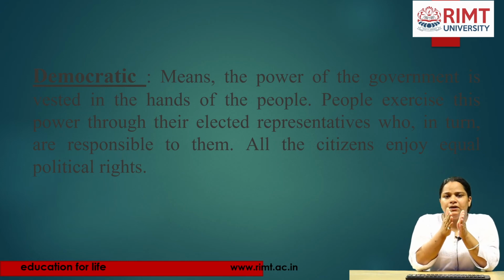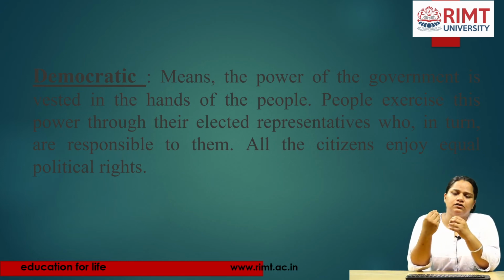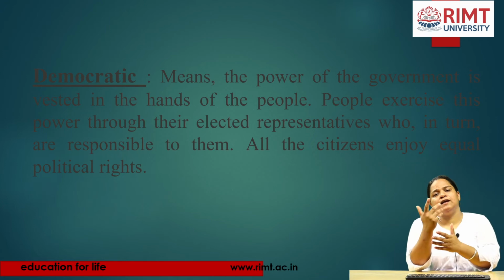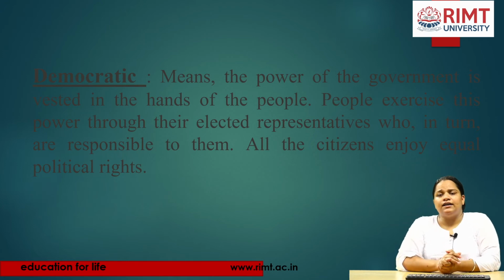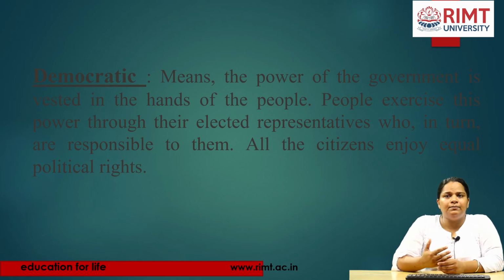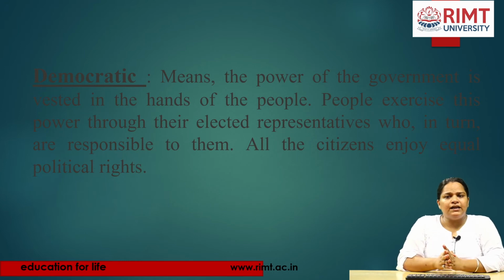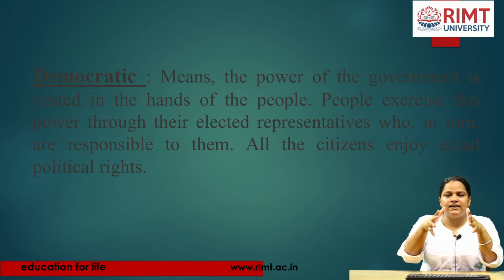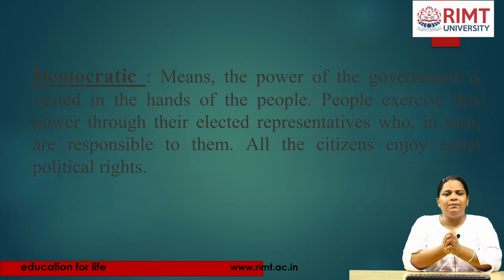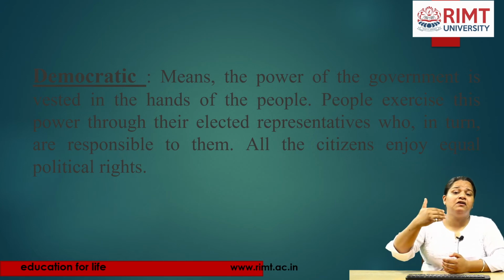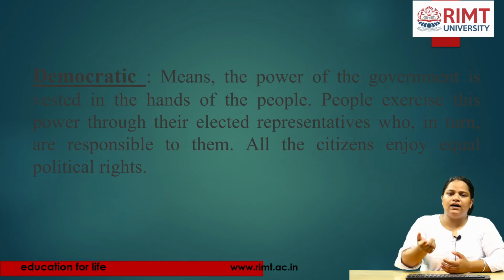Then is democratic, as discussed earlier also. What does demo mean? People, and cracy or cratic means the rule, where people rule themselves. There is a very famous definition of democracy by Abraham Lincoln, which is democracy is a form of government by the people, for the people and of the people. It means the power of government is vested in the hands of people. People exercise power through their elective representatives, who in turn are responsible to them, and all the citizens enjoy equal political rights.